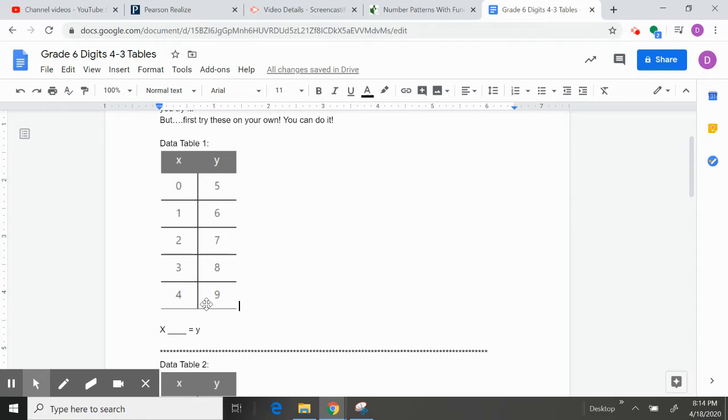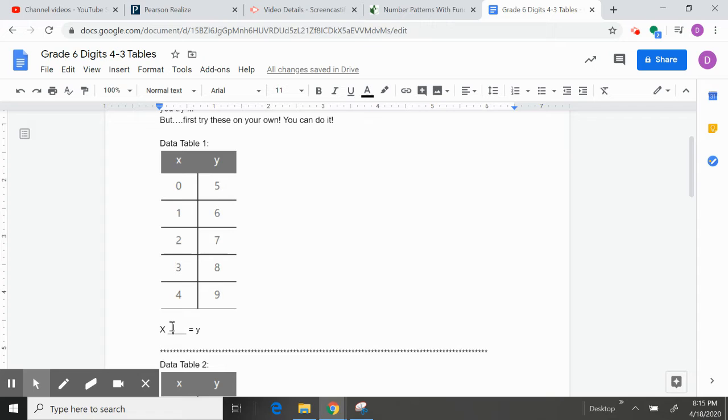So let's think about add. So 0 plus what equals 5? 0 plus 5 equals 5. Okay. What about going from 1 to 6? Does that plus 5 still work? 1 plus 5. That equals 6. 2 plus 5. That equals 7. 3 plus 5. That equals 8. 4 plus 5. That equals 9.